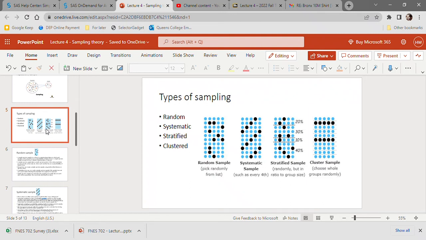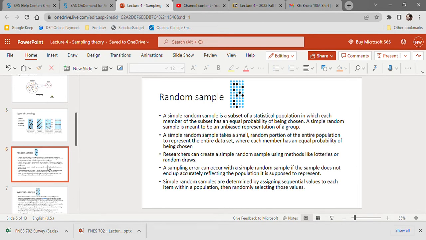All right, so we're going to go ahead and talk about our first type of sampling, and that is a simple random sample. A simple random sample is a subset of a statistical population in which each member of the subset has an equal probability of being chosen. A simple random sample is meant to be an unbiased representation of the group. So let's digest that bullet point for a second.